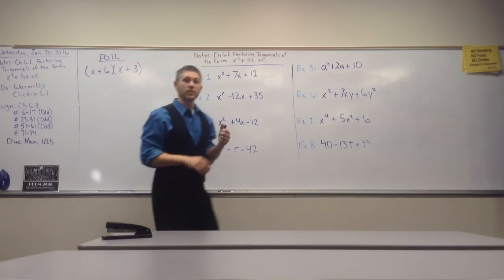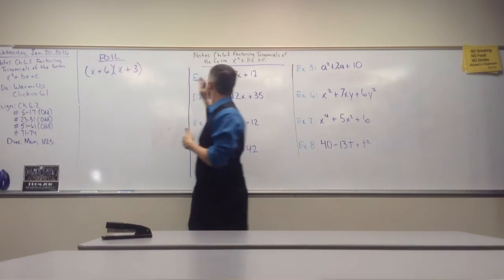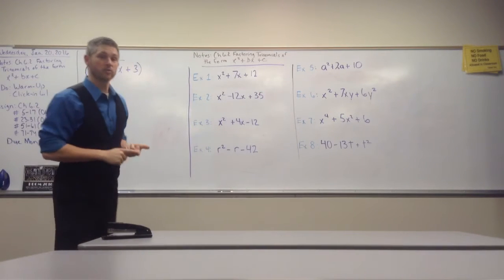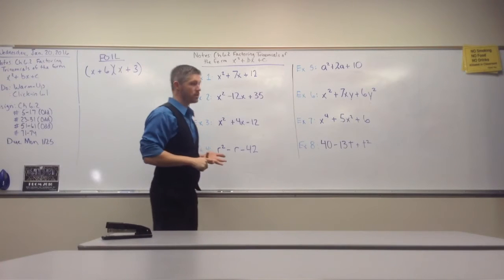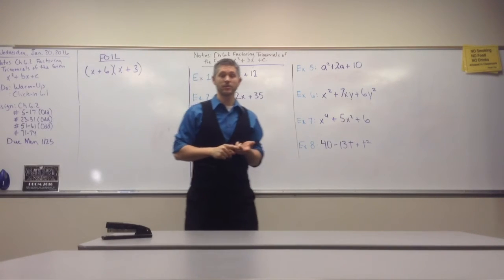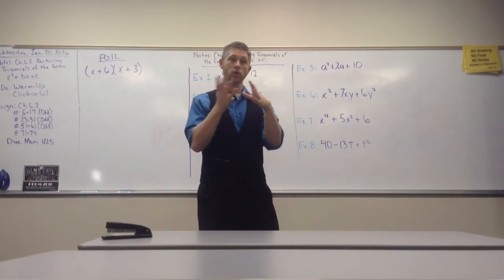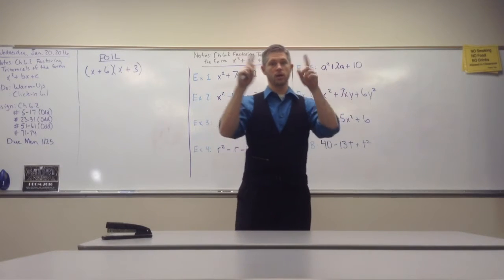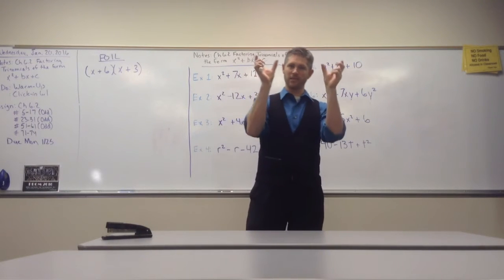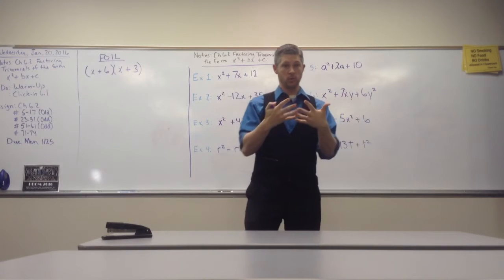Alright folks, today we're going to be looking at factoring trinomials of the form x squared plus bx plus c. Last time we were here we were practicing factoring by grouping, which was taking a polynomial that had four terms in it, grouping them, and then factoring out the GCF. That's what we were working on last time.